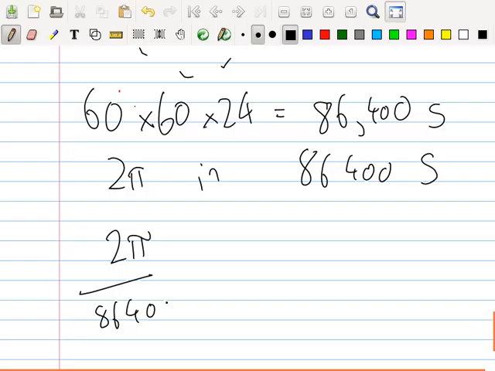Can you calculate that? 2 pi divided by 86,400. It will be 7.27 times 10 to the power minus 6 radians per second. Very big or very small? Small, but it should be small because the angle changes very slowly.